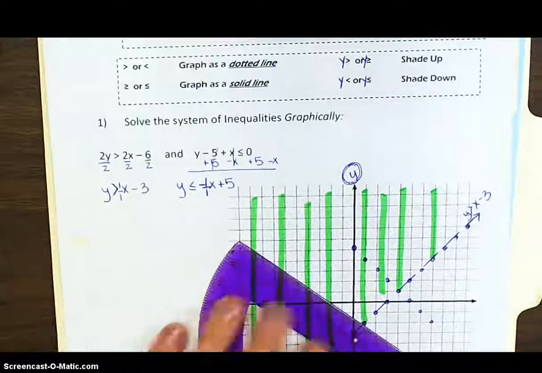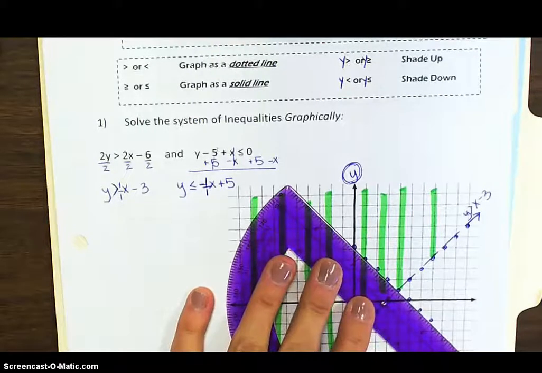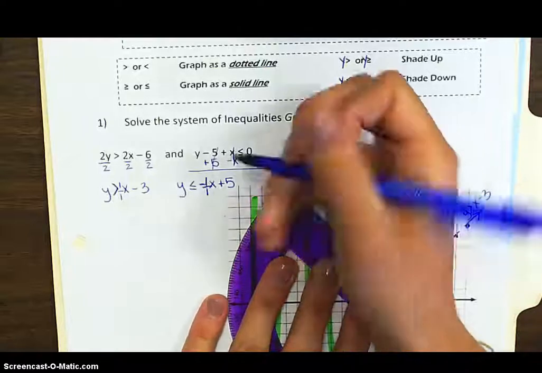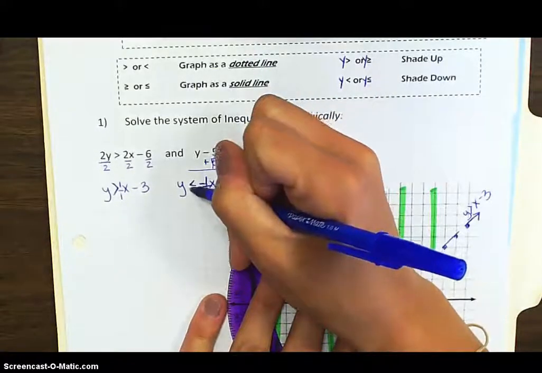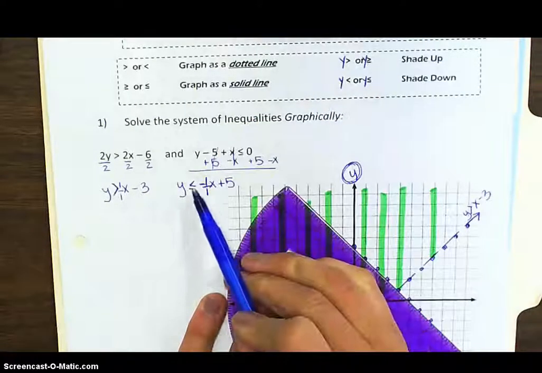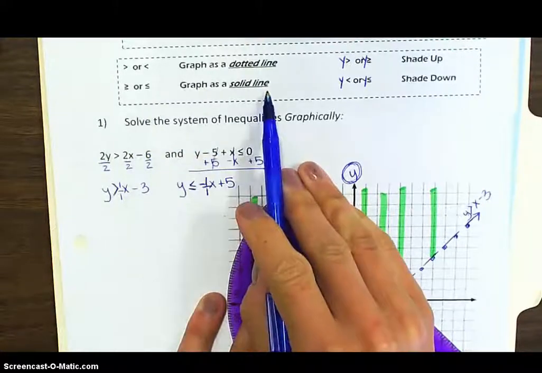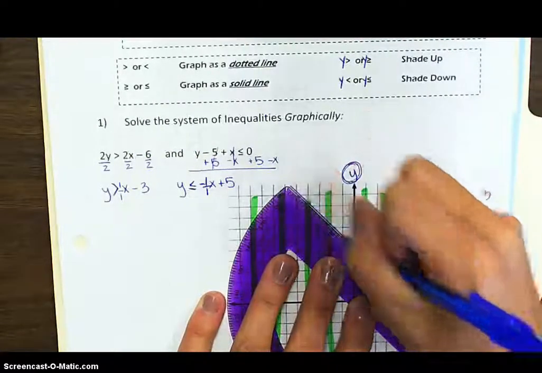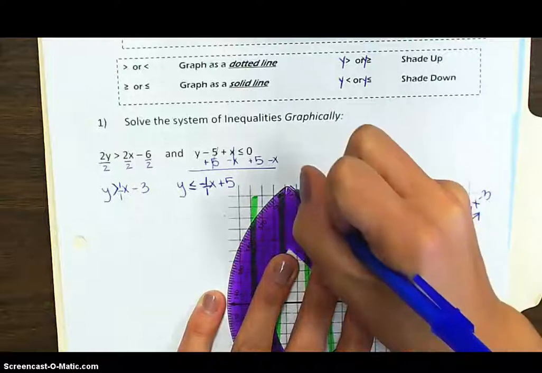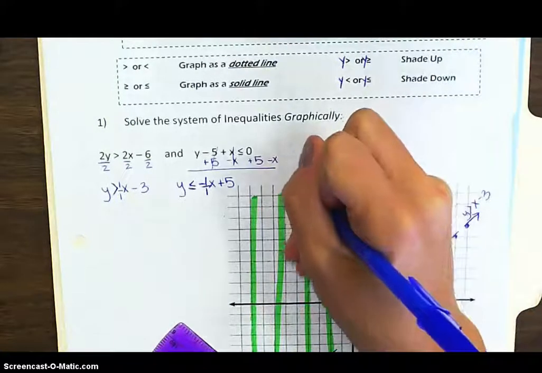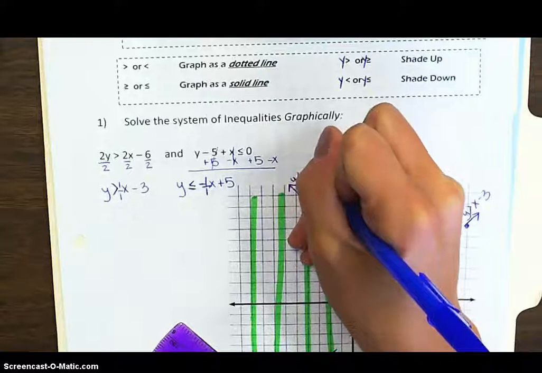Okay, now I'm going to use my ruler. Now this time I have to decide, am I going to use another dotted line or a solid line? If I look at my inequality symbol, there's an equal sign underneath. So this is less than or equal to. If it's equal to, then it is a solid line because we're including the points on the line in our solution. So now this is y is less than negative x plus 5.